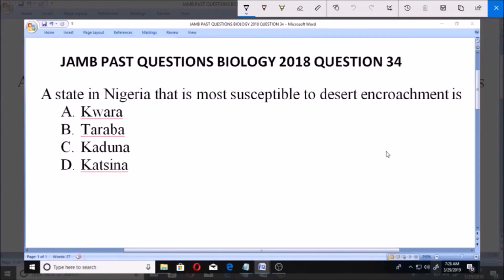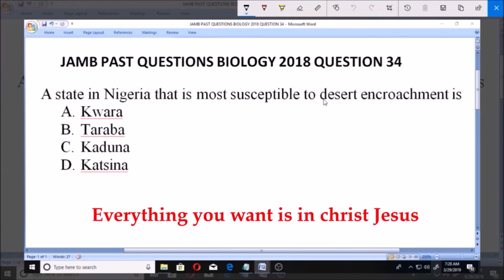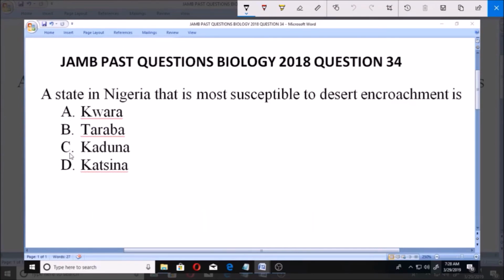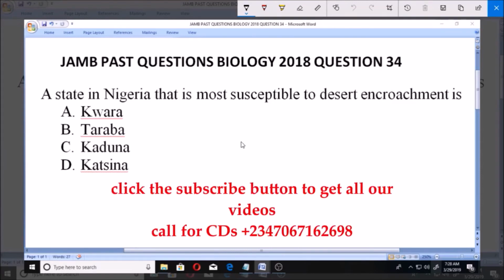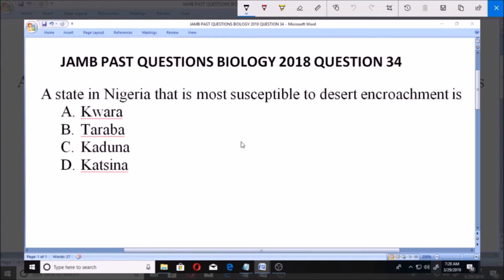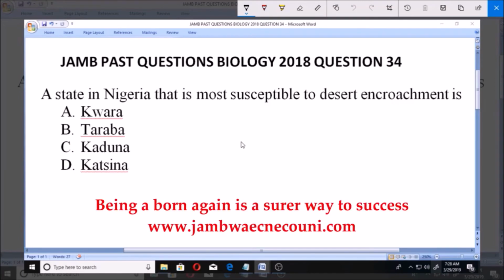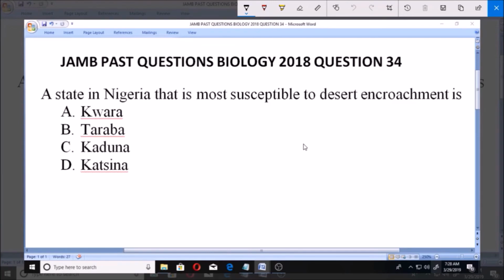Hello, welcome. Let's look at these JAMB past questions, biology 2018. Question number 34. A state in Nigeria that is most susceptible to desert encroachment is A. Kwara, B. Taraba, C. Kaduna, D. Katsina. Now, for us to be able to understand this and answer it accurately, we need to know that the states that are susceptible to desert encroachment have weather that is dry and hot and encourages low vegetation. So which of the following states has such weather?